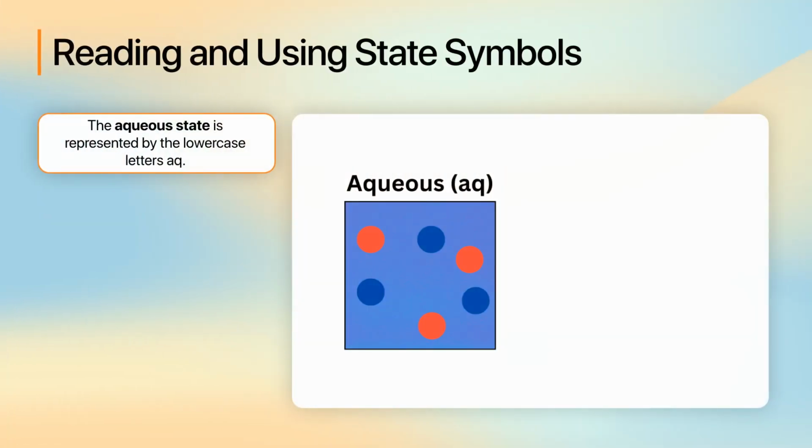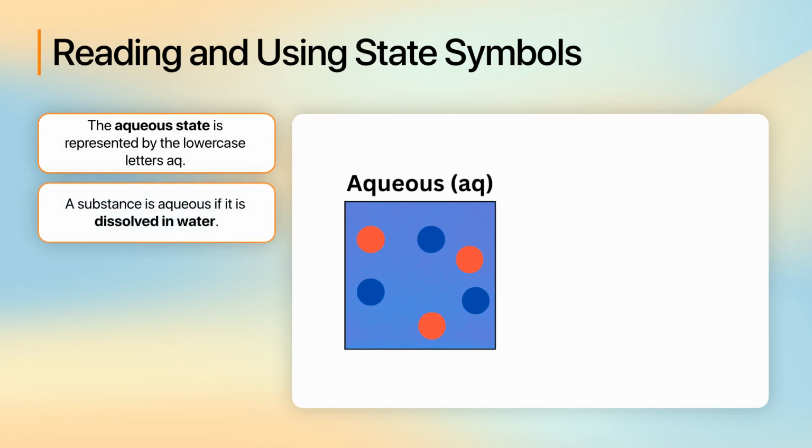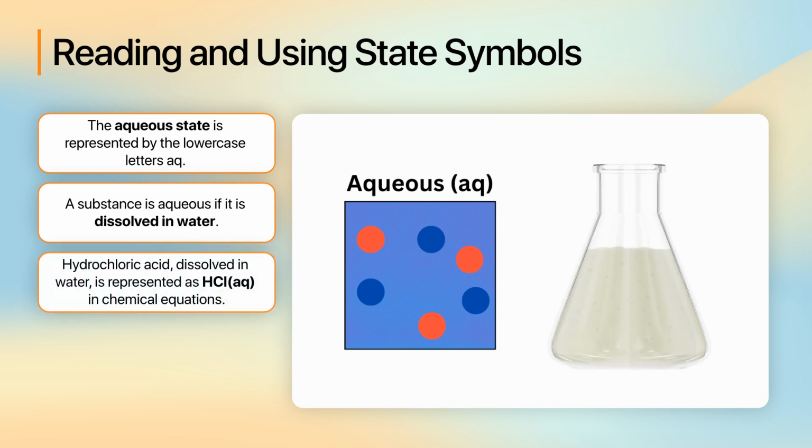The aqueous state is represented by the letters Aq. A substance is in the aqueous state if it is dissolved in water. For example, hydrochloric acid, dissolved in water, is represented as HCl(aq).